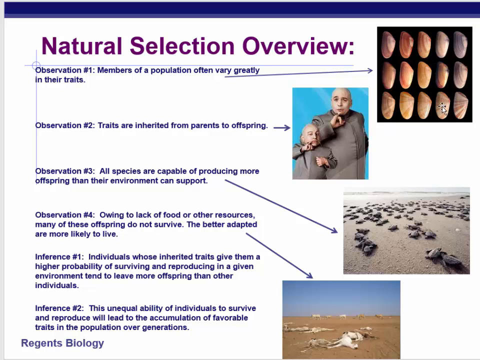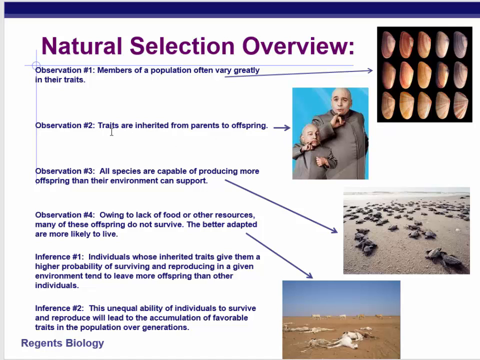If you take a look at this upper right-hand corner here in this picture, these are all the same type of shell. They're the same type of species. In fact, they're all part of the same population of a species. So they all live in the same area. But there's huge variety in them.